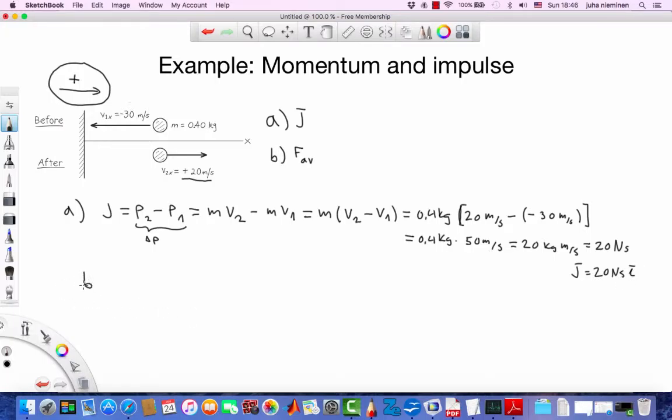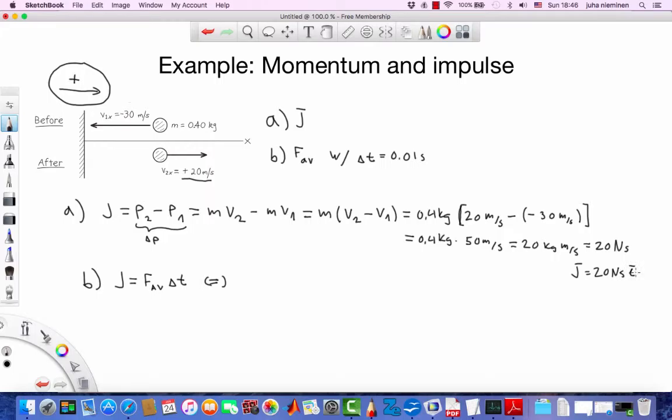Then part B, the calculation of average force. We remember that impulse is the average force multiplied by the time that the interaction lasts. In this case, we have delta t to be 0.01 seconds. We don't calculate the direction of force because it's always in the same direction as the impulse, and that's a good check as well.